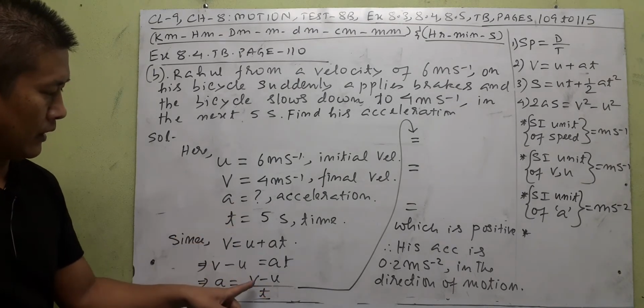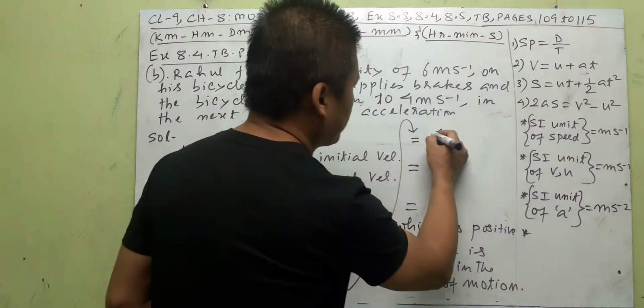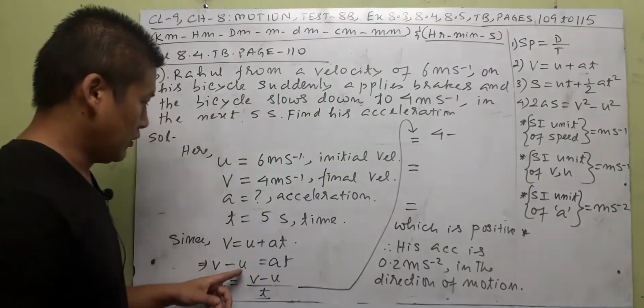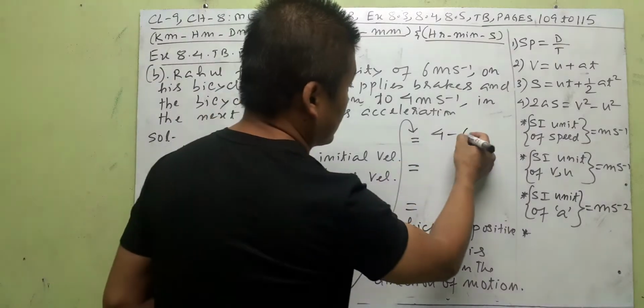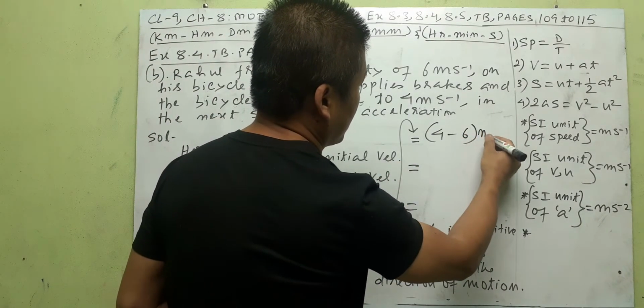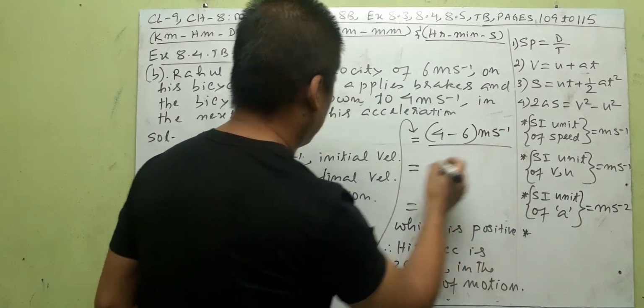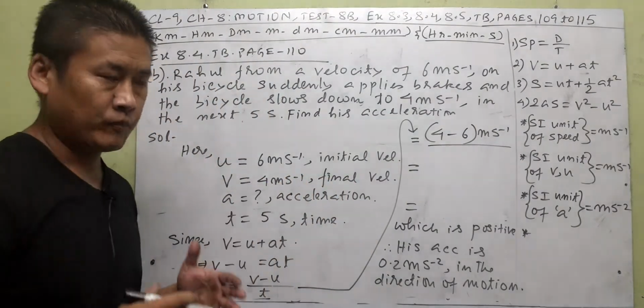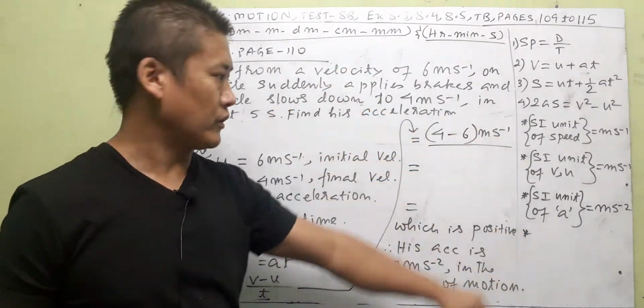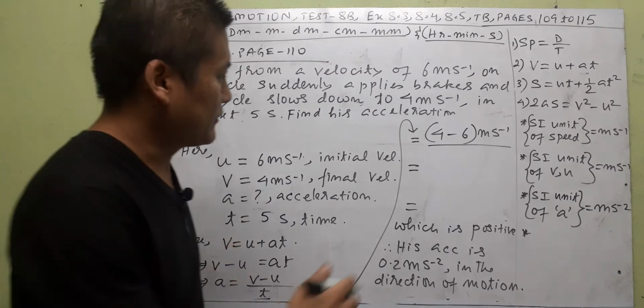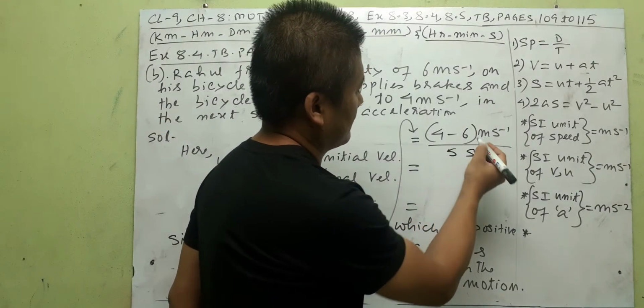So v is here 4. So we write 4 first, now minus. u is here 6, so we write 6 here. And both of them have the same unit, meter per second, you see? Meter per second, meter per second. So as a common factor, the unit can be brought out of the bracket. The time was 5, so you write here 5 seconds.